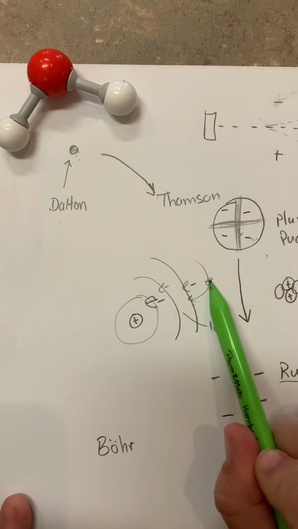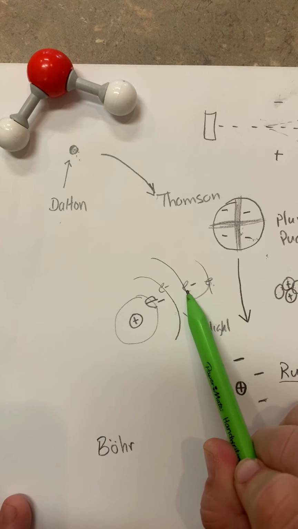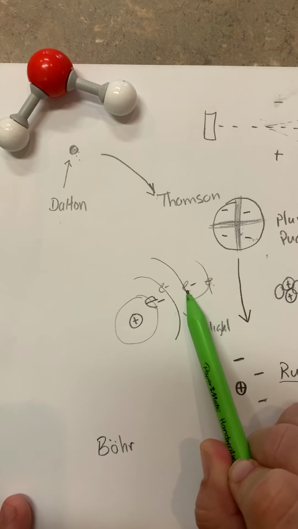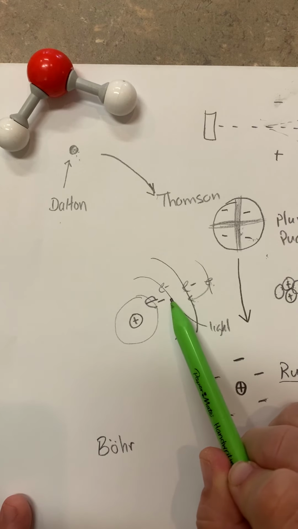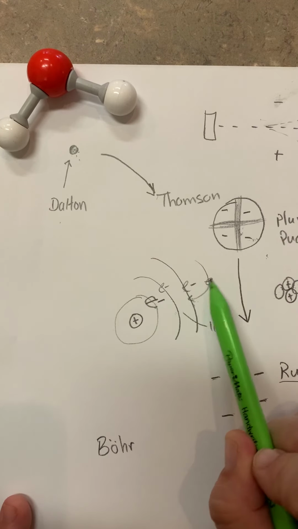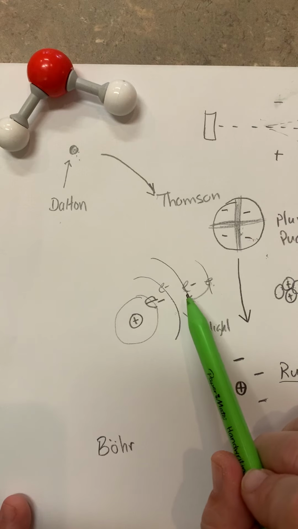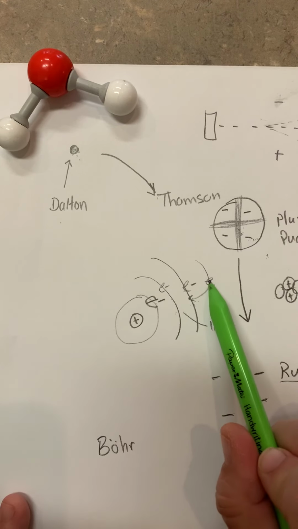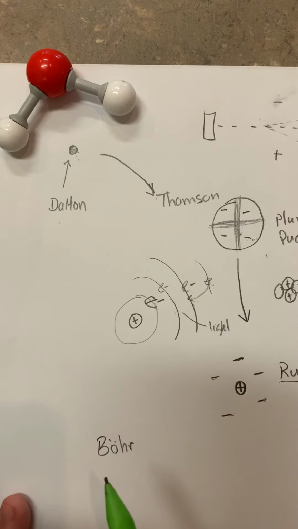So falling from this level to that level would be 1 color of light. Falling from this level to that level would be another color of light, because remember that light, the different colors are different frequencies, and those that have higher energy are going to be a higher frequency.